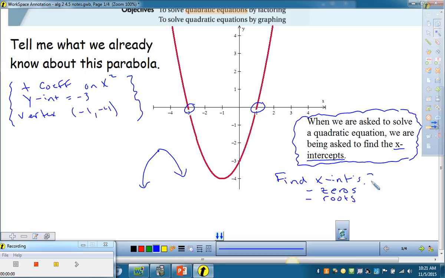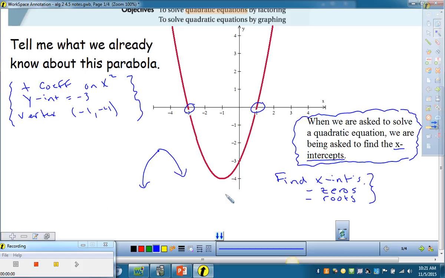So if I ask you to find any of these things, you need to know that you're being asked to find the x-intercept. Roots, zeros, and x-intercepts, all the same thing. And that is where the function crosses the x-axis. Okay? All right.